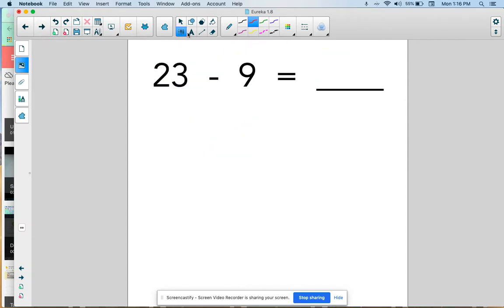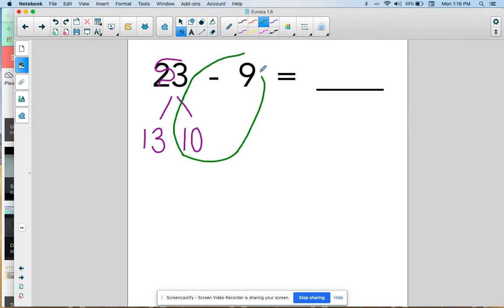Let's try one more. 23 minus 9. If I take out a 10, that leaves me with 13 on this side. If I put 10 minus 9 in my circle, 10 minus 9 is 1. 13 and 1 is 14.